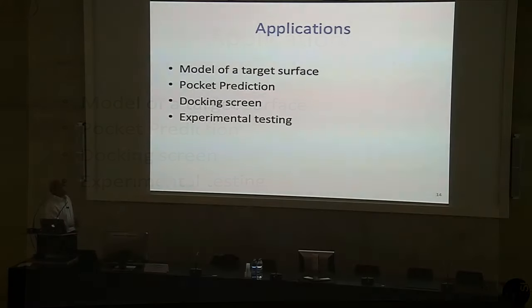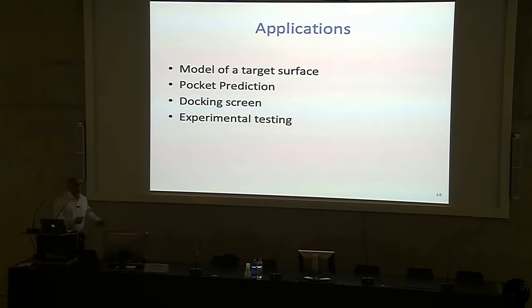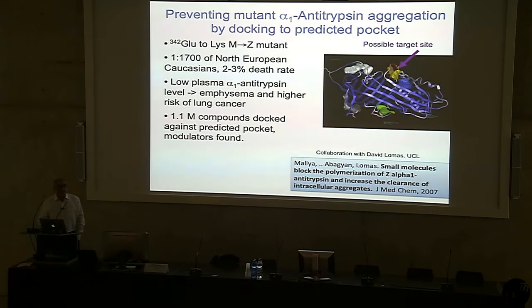All right, so now let's talk about the applications. So far we talked about the pocket identification and the optimization. So what do we need to do? We need to take the model of a target surface, and we'll practice that. We need to predict the pocket, and then perform a docking screen. And then, of course, experimental testing, because any prediction is just a prediction, right? Don't think that the end of your work as a modeler is just to produce a model. No, the end is to reach the result and to test it experimentally. Otherwise, it's just a waste of your time and everybody's time.